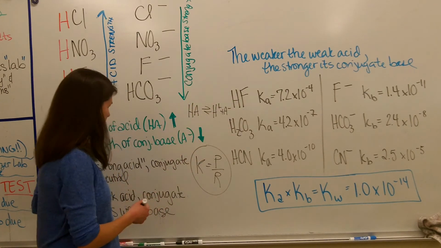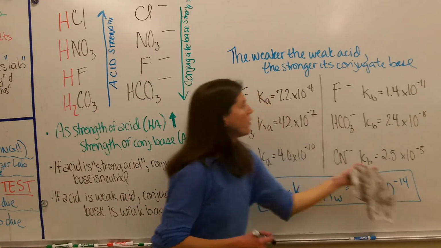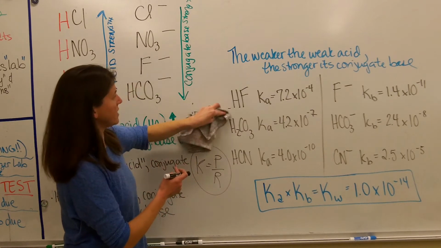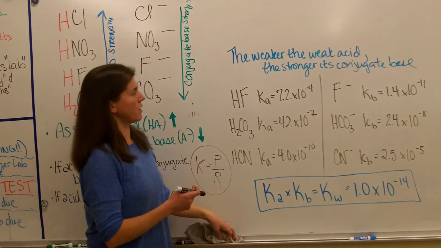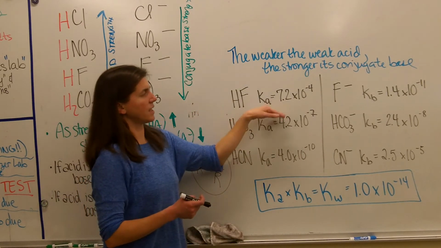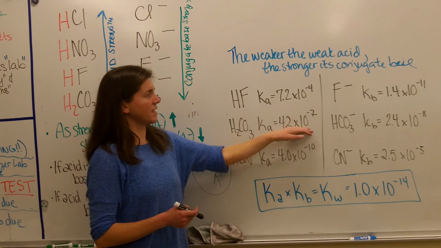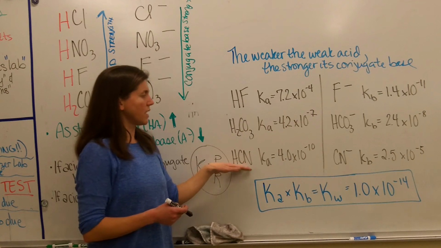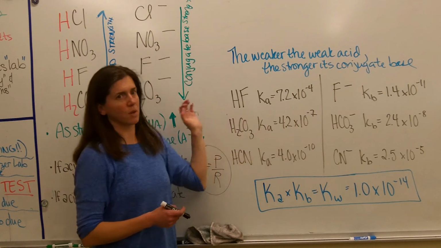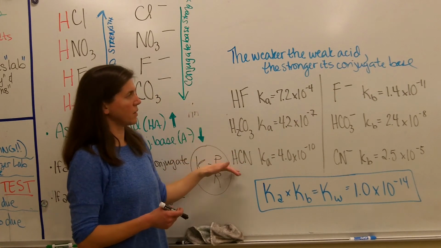So if you look at our examples over here, we've got hydrofluoric acid, which is relatively strong for a weak acid. Its Ka value is 10 to the minus 4th. H2CO3, carbonic acid, is 10 to the minus 7th. Hydrocyanic acid is 10 to the negative 10th. So we've got a stronger weak acid and a weaker weak acid.